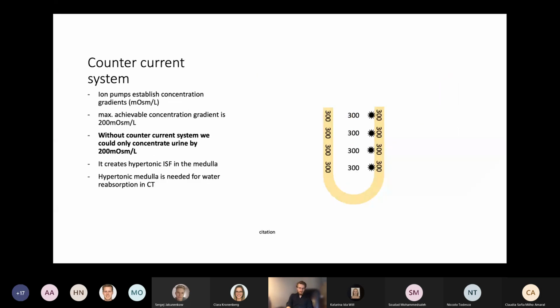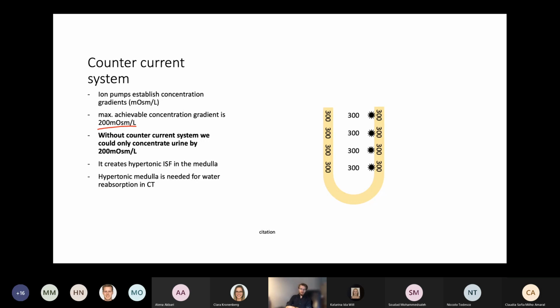Now, in order for water reabsorption to occur, we need to have a hyperosmolar interstitium in the medulla. But that doesn't come by itself. We need to somehow create it. All the transporters that we have available to us, all the sodium potassium pumps, all the antiporters, by themselves are not able to establish the concentration gradient necessary for this hyperosmolar environment to form. Ion pumps themselves can create a maximal concentration gradient of 200 milliosmoles. And that by itself will not create the hyperosmolar environment that we need for the water retention to occur.